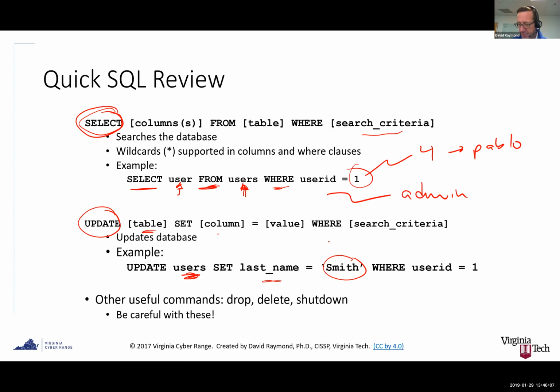And then there are lots of other useful commands in SQL, like drop, delete, and shutdown. Those drop tables out of the database, delete rows out of the tables, or shut down the entire database, which, if you're Amazon and somebody runs a shutdown command against your database, you're going to be in trouble. So be careful with those, right? Even in your DVWA test example set, if you do one of those, you could break your database. You have to reboot things in order to get it to work again.